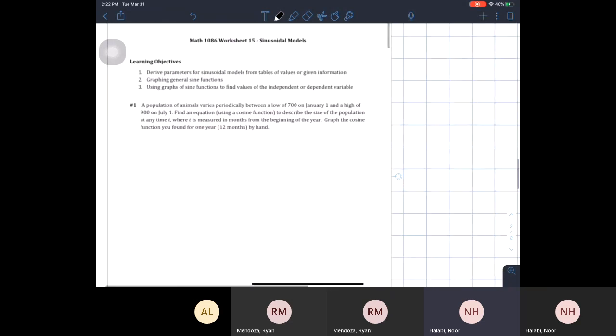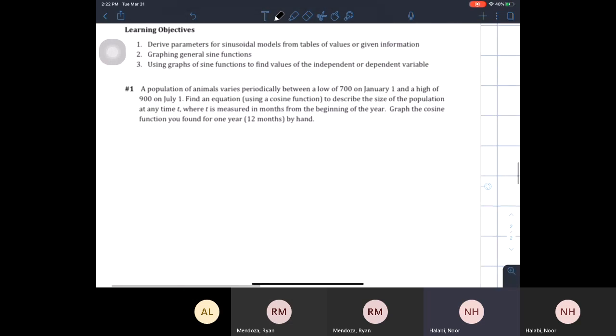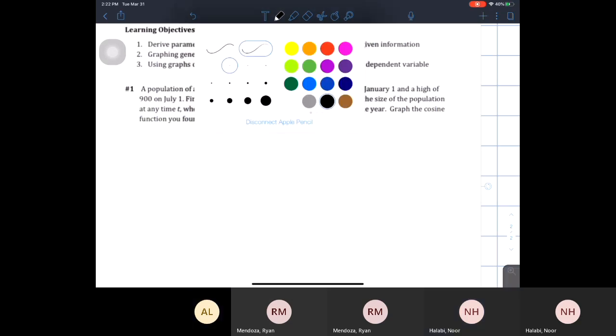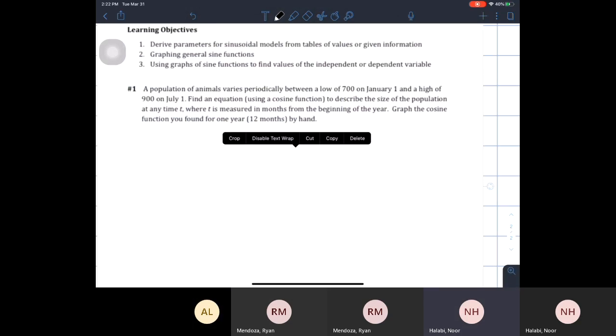It says derive the parameters for sinusoidal models. These are learning objectives. Okay. So we know that a population of animals varies periodically between a low of 700 and a high of 900. So I know my low. My min is gonna be 700 at 1 because I don't know.